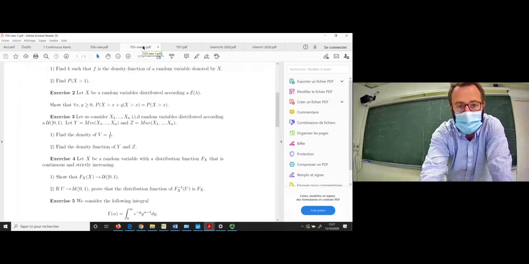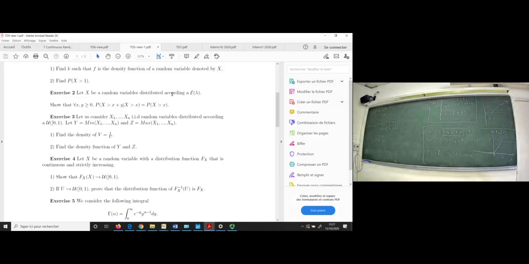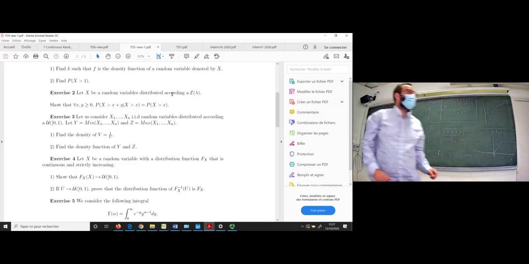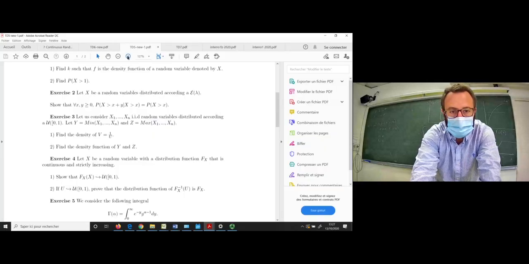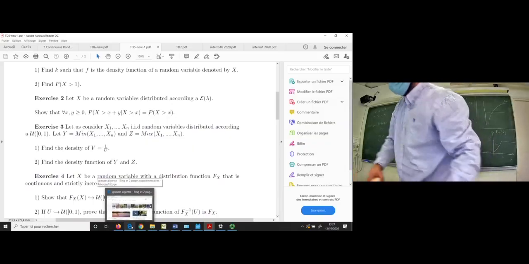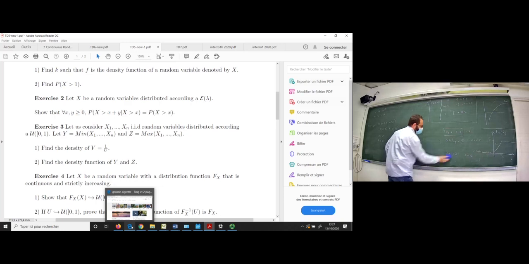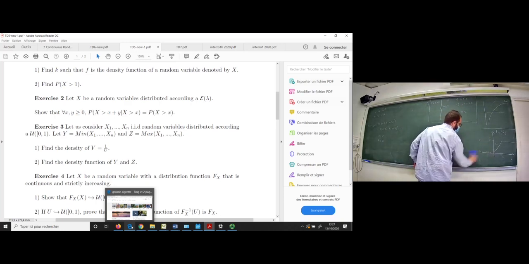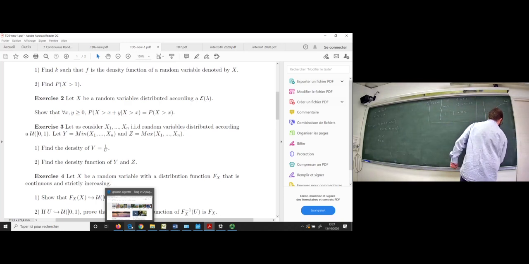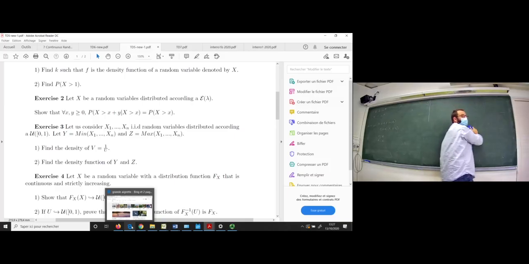So it's list 5 of exercises, and we are going to do 2, 3, and 4 today. 2, 3, and 4. Okay, so I'll try to.